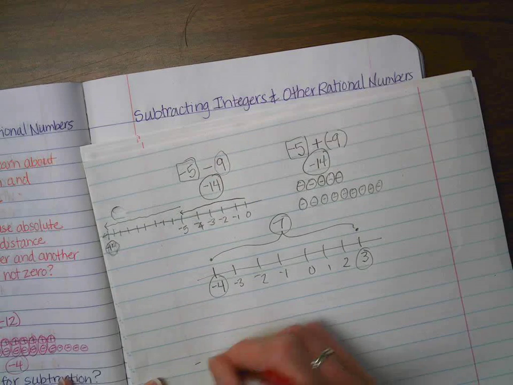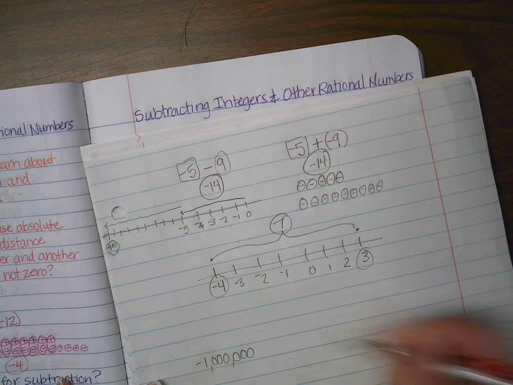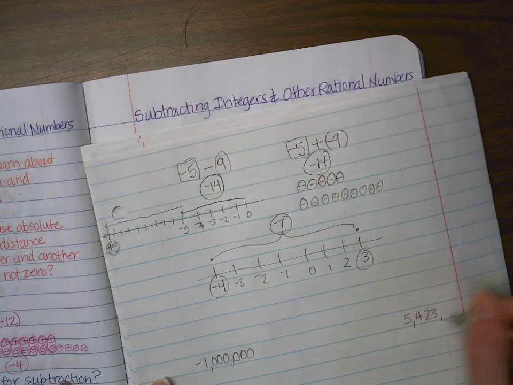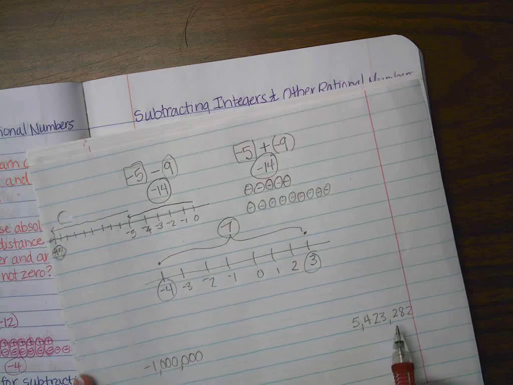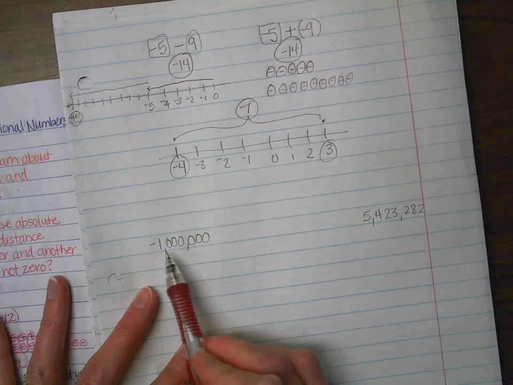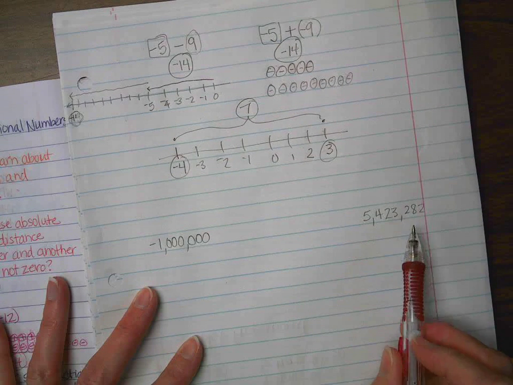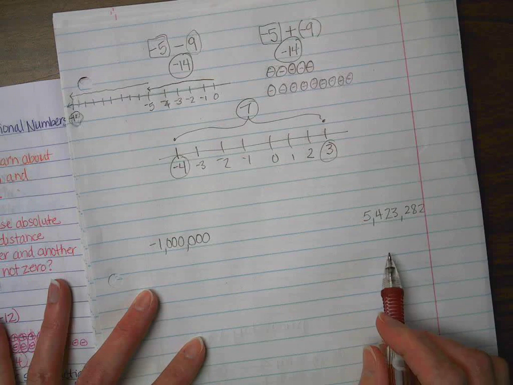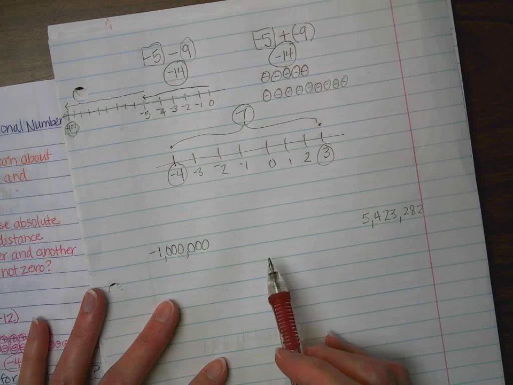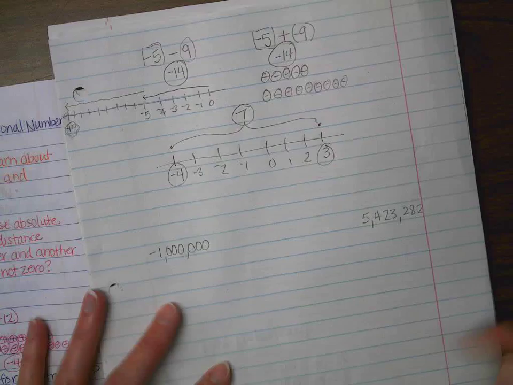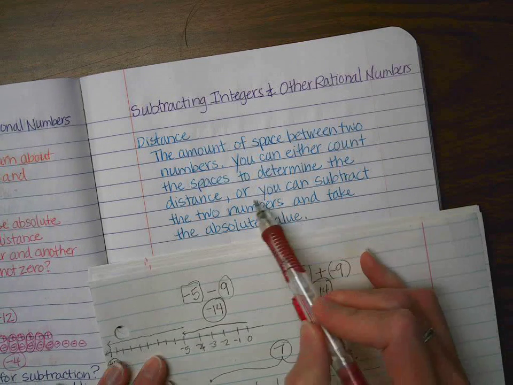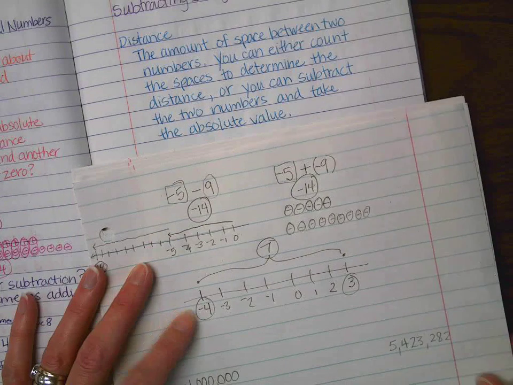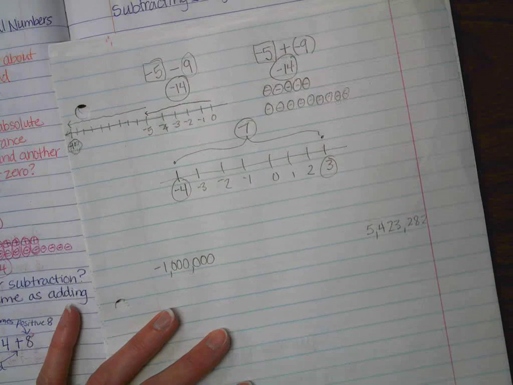Okay? But there's another way you can do it, because what if you had -1 million and your other number was positive 5,423,282. Are you going to want to count everything in between these two numbers? And if you do, oh my gosh, it's probably going to take you like 6 years, seriously, to sit there and count that far. Probably not, but it would feel like it. So sometimes, instead of having to count the hops like we did up here, there is a need for a different plan. So it says, or you can subtract the two numbers and take the absolute value.